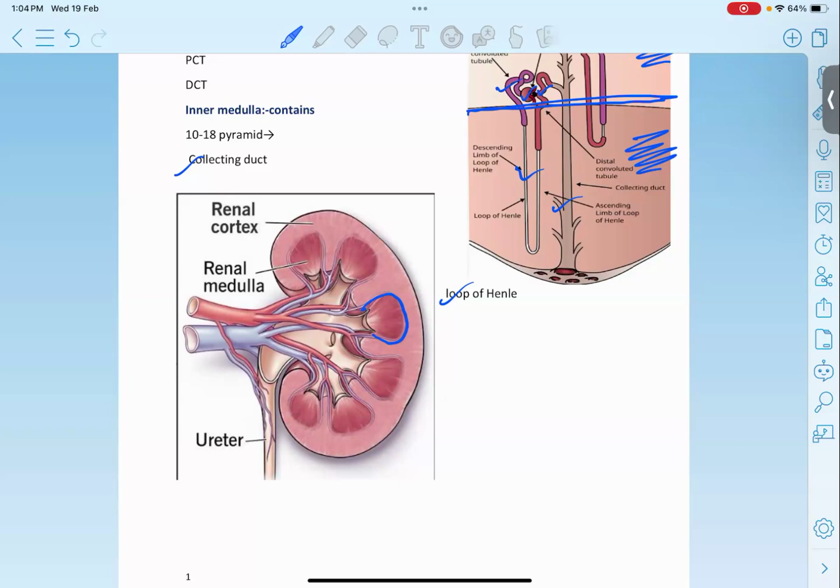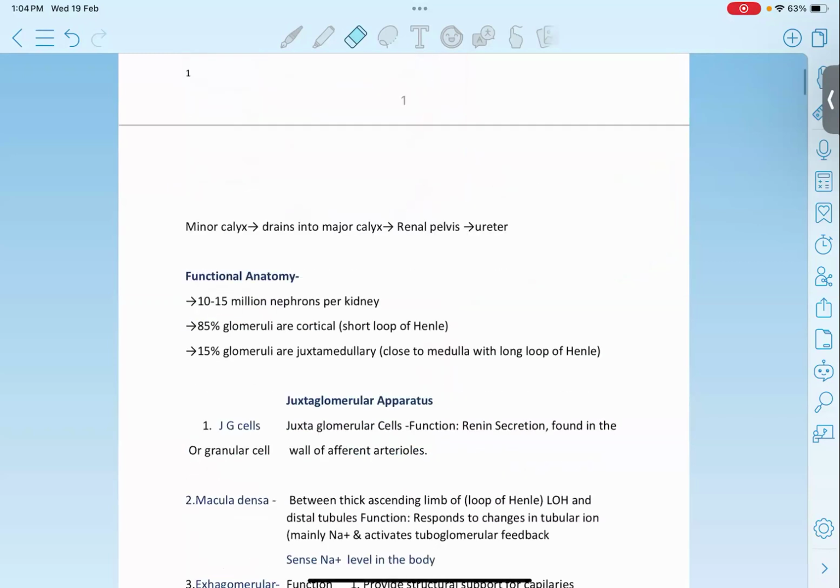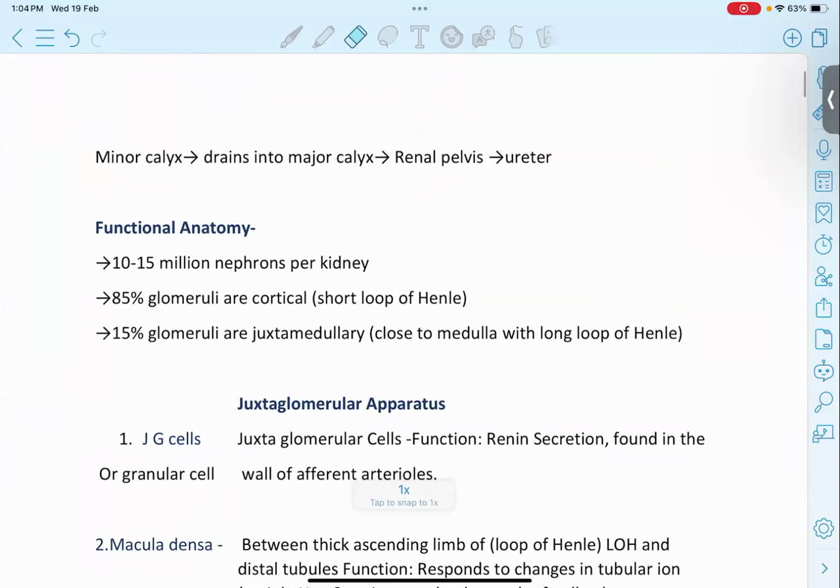This pyramid will end in a minor calyx, and all of the minor calyces will drain into a major calyx, and then all the major calyces will drain into the renal pelvis. Ultimately the pelvis is an expanded portion and the pelvis will continue as the ureter. So this is very basic renal anatomy. I just wanted to give you some overview.